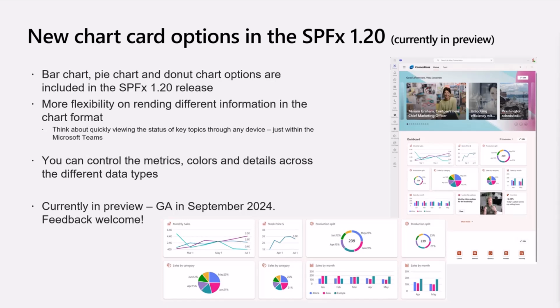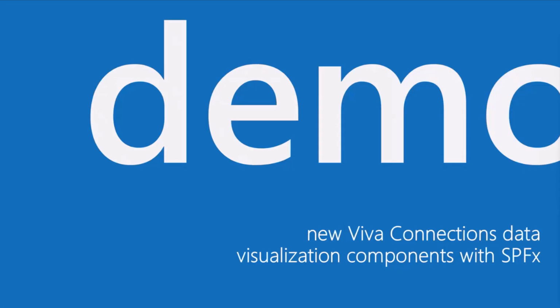Now, SPFx 1.20 GA is happening in September, so that is happening this month within the upcoming weeks. We're heading to release candidate, I think, next week, if I remember correctly. So you're able to start using these cards already relatively fast. But let's have a look at how that looks in practice in a desktop view, and then I'll show how it looks in tablet and mobile view in a second as well.